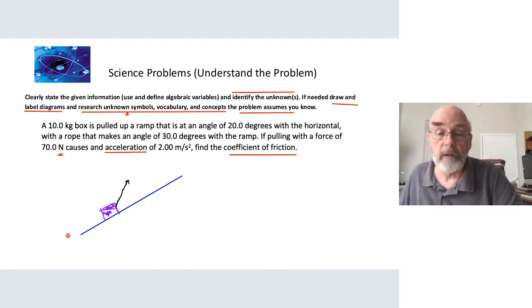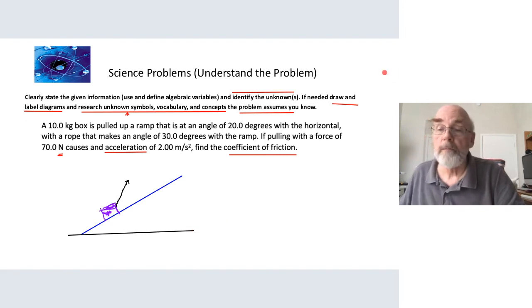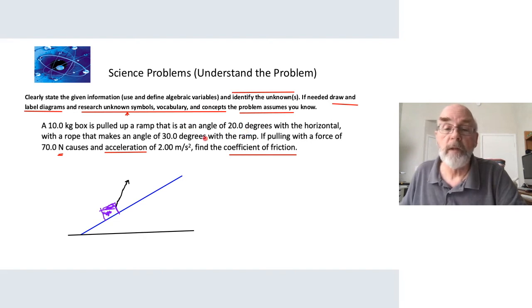All right, and there's the level ground. According to this, it makes 20 degrees. A box is pulled up a ramp at an angle of 20 degrees, and the angle the rope makes with the ramp itself is 30 degrees. So I'm going to label that in here. There's 20 degrees. These are my relevant known things in the problem. And this is 30 degrees.